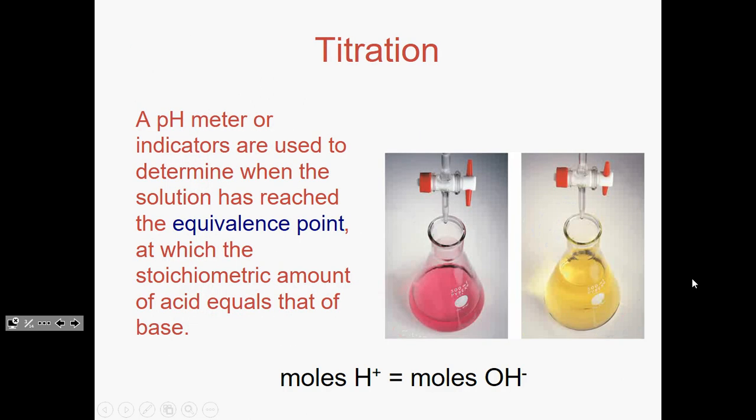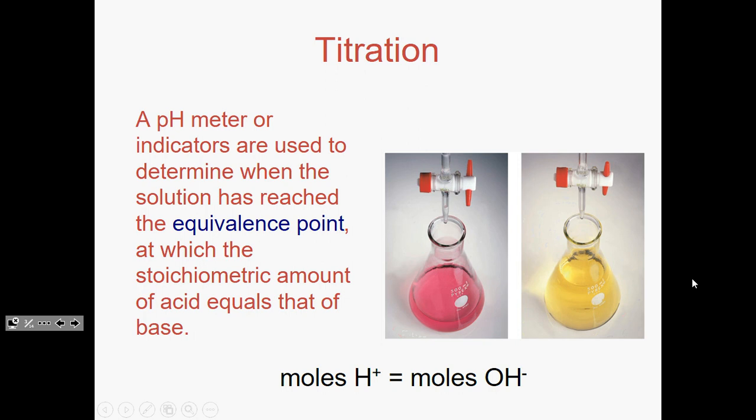Now we can use a pH meter or an indicator to tell when we've reached the end of our titration. And if you do it right, the end of the titration should be when you reach what's called the equivalence point. It's the point at which the stoichiometric amounts of acid and base are equal. And what I really mean by that is our moles of H+ equals our moles of OH-, and they have perfectly neutralized each other to make water.